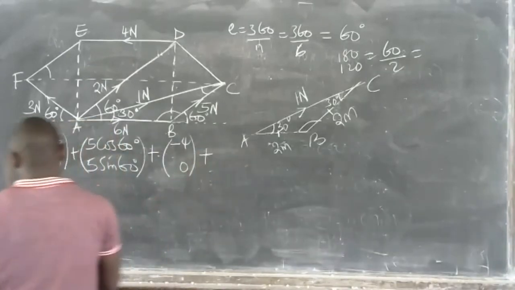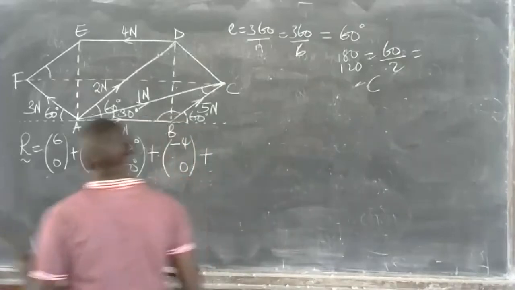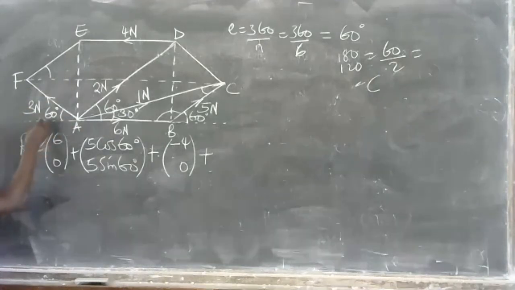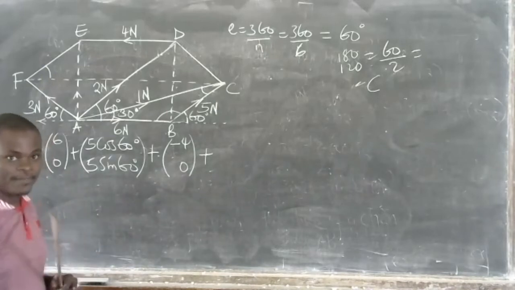Plus, we move to the 3 Newton's force here. It is coming out of point A, and so should the components, the horizontal component here and the vertical component there. So X is negative, but Y positive. So you get one sign wrong, everything goes.